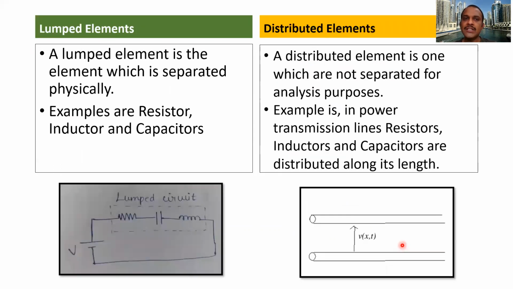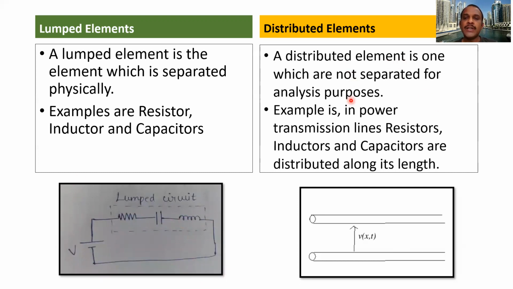With this, we'll move to the next definition, lumped and distributed elements. What is a lumped element? A lumped element is an element which is physically separated, like the resistors, capacitors, and inductors we see in the lab. They are all called lumped elements. You can see a circuit given here: resistor, inductor, capacitor connected in series to a voltage source.